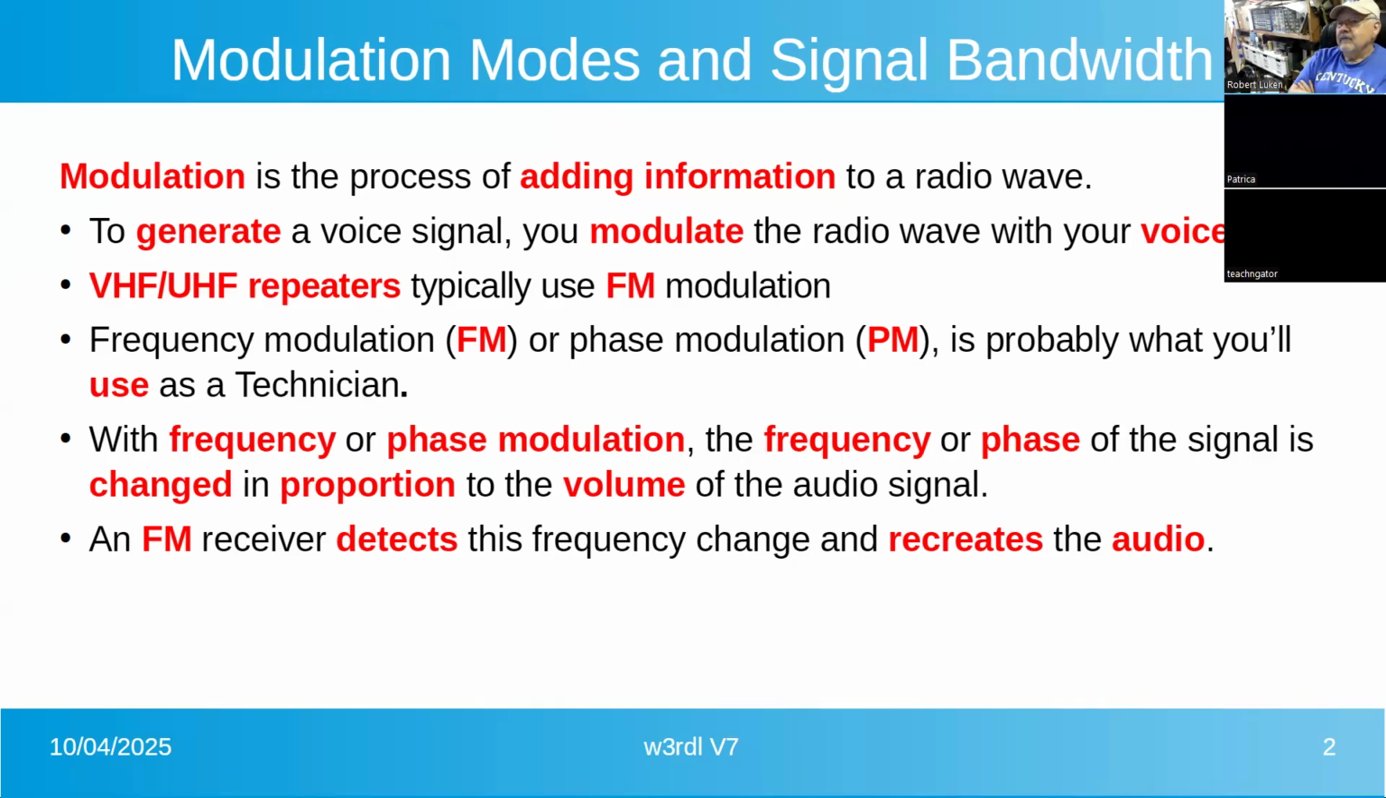So essentially, frequency modulation or phase modulation changes the carrier signal, which is your basic frequency you're operating at, proportional to the volume or the amplitude of the audio signal or your voice signal. On the other end, the receiver detects that frequency change and basically extracts the original audio signal from it.